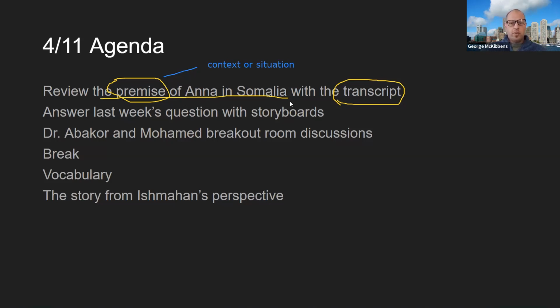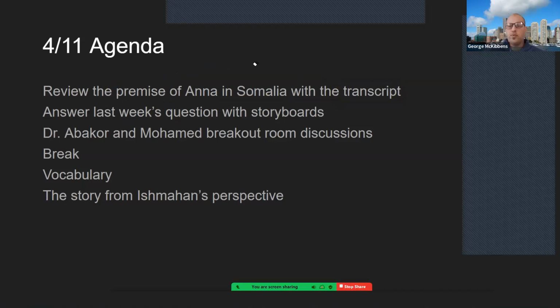So we're going to make sure everybody is following along by understanding the main characters. So we've got Mohammed Barund, we've got Ishmahan, and then we've got a new character that comes into the middle of the story named Dr. Abakor. So there's a premise of these characters, and there's also the historical figures that come into the story as well. So we're going to review the premise at the beginning of class. So that's what this means at the top. Just review the premise so that everybody understands the story.